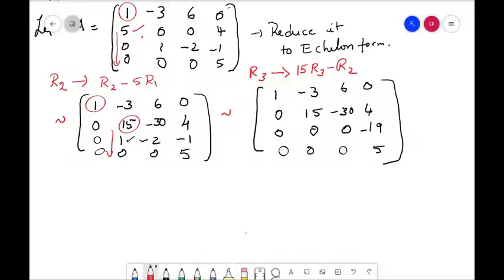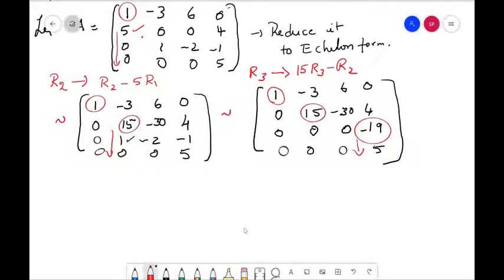Now let us mark again pivot positions. This is 1, and here it is 15, and the next I have here is minus 19. Now, even the last row, I have to make it 0, but already this I can easily make it 0. Before that also we can decide, but still let us make it 0.